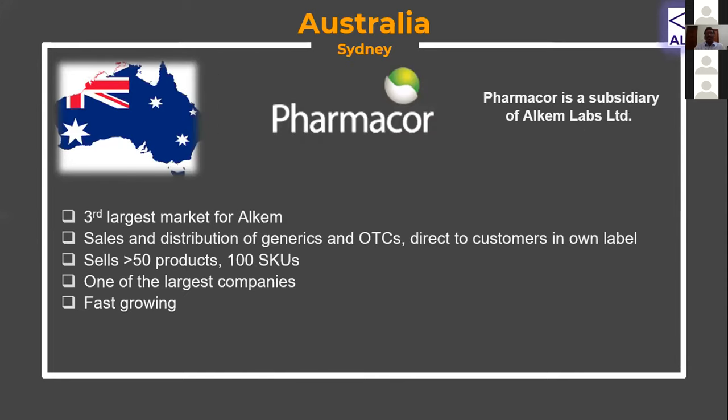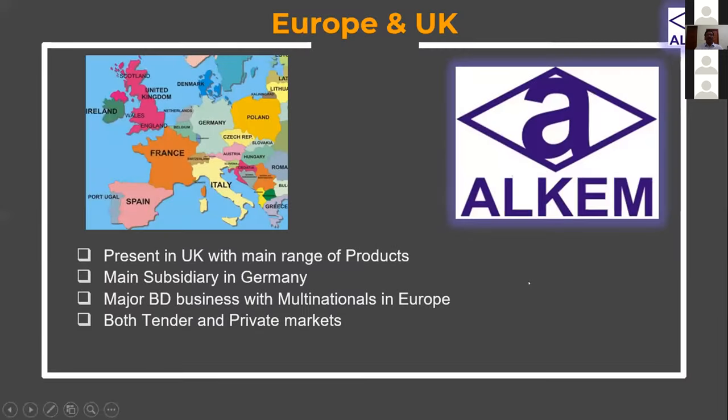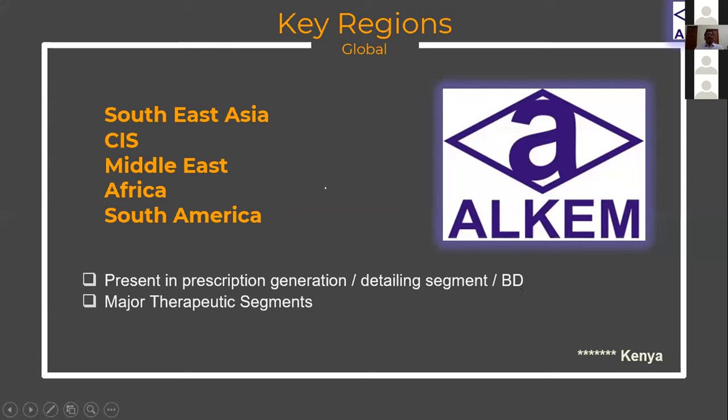We also have our operations in Australia, which is our third largest market after the US, wherein we have a company called Pharmacor, which is a subsidiary of Alkem Labs. It's an Australia-based company. We are also present in a majority of the European market, including the UK, with a wide range of products. Besides these, other markets where we are present are Southeast Asia, Philippines, and Kazakhstan in CIS, Middle East, and of course South America and Africa.